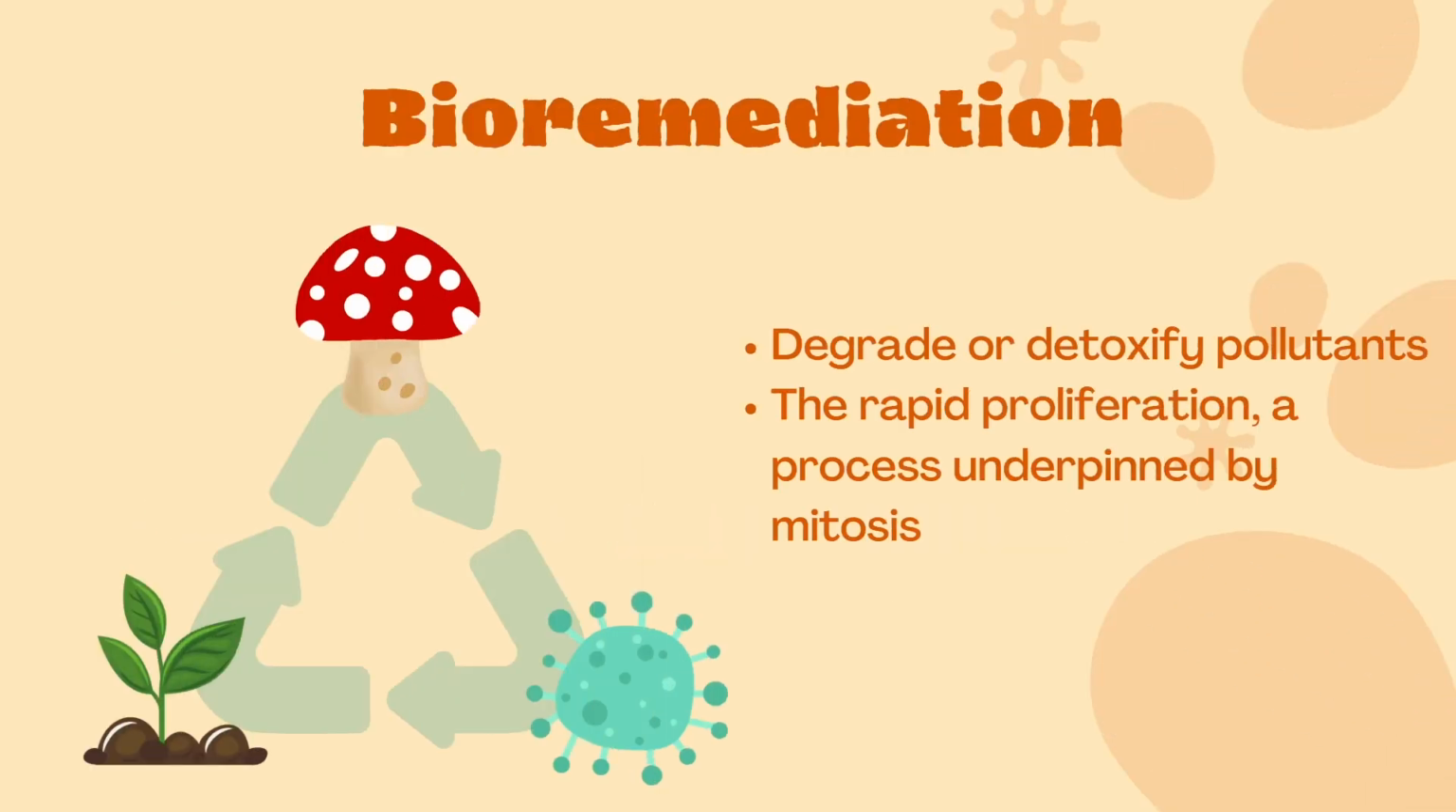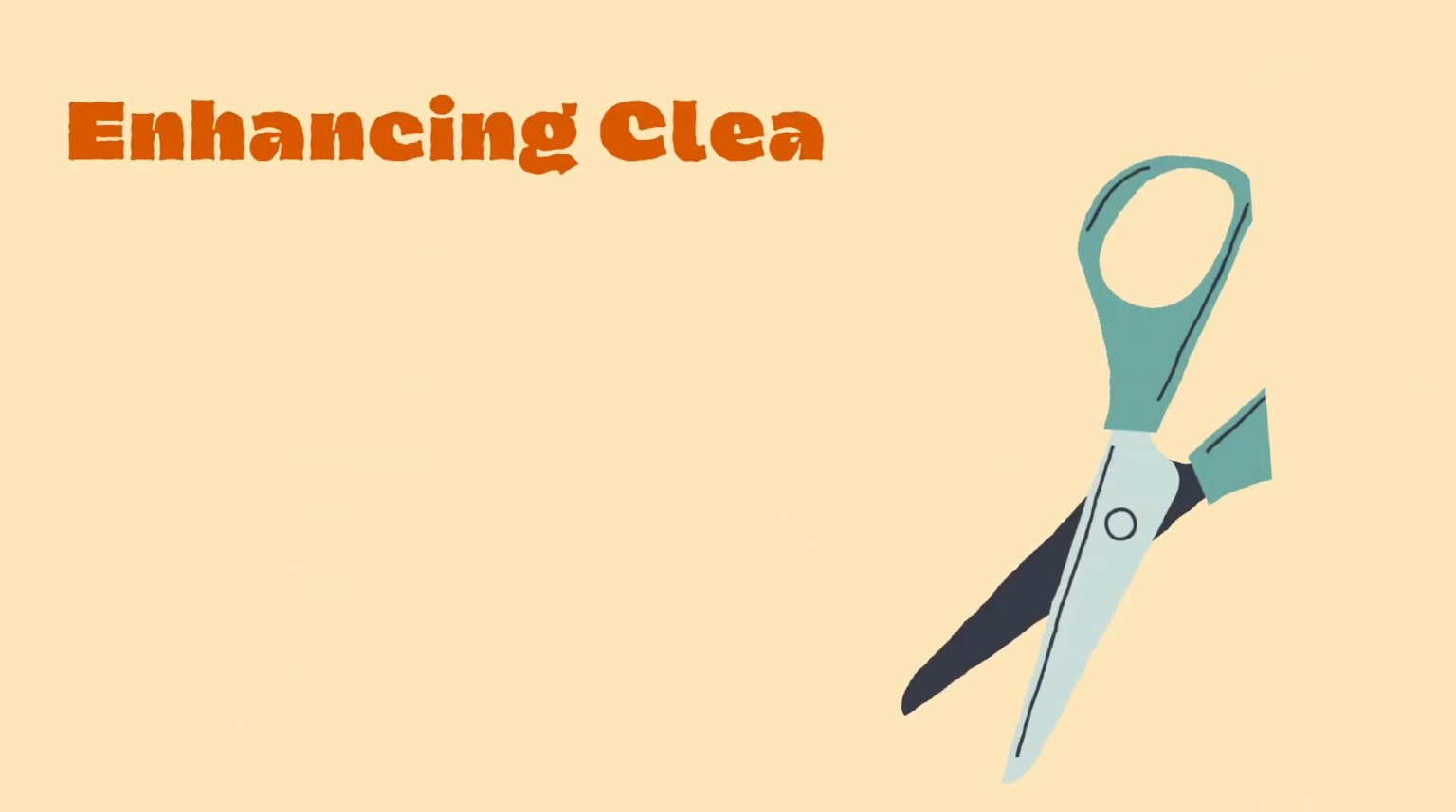Bioremediation utilizes living organisms, primarily bacteria, fungi, and plants, to degrade or detoxify pollutants from contaminated sites. The process hinges on the natural metabolic pathways of these organisms, transforming hazardous substances into harmless or less toxic compounds. The success of bioremediation largely depends on the rapid proliferation of these microorganisms, a process underpinned by mitosis.